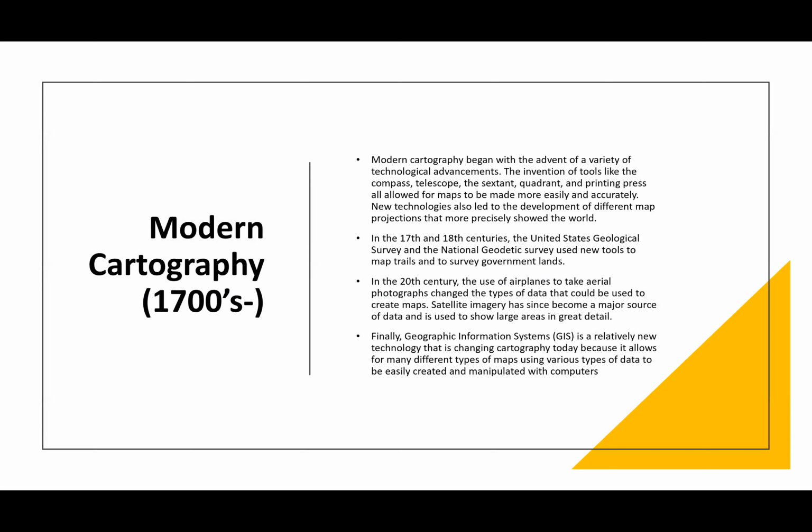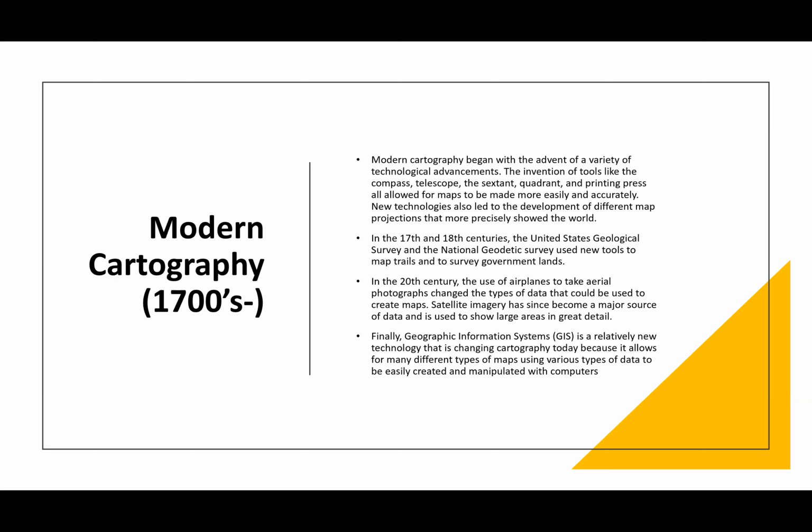And we're at modern cartography, again, 1700s on. So consider that 1700s modern in relative terms, thinking about the history that we're talking about here. And it began with the advent of a variety of technological advancements, which I mentioned just now. The invention of tools like the compass, telescope, sextant, quadrant, and printing press all allowed for maps to be made more easily and accurately.